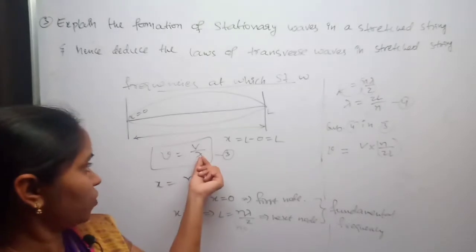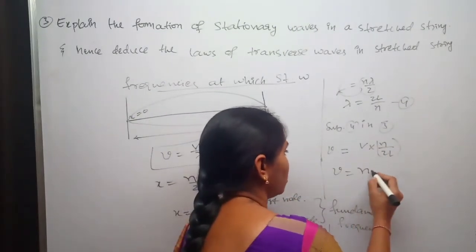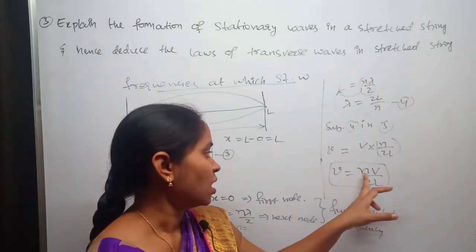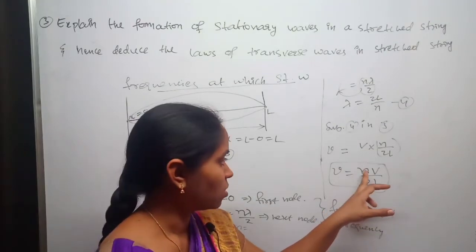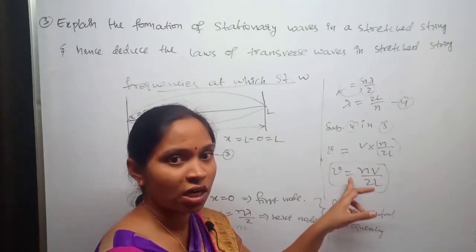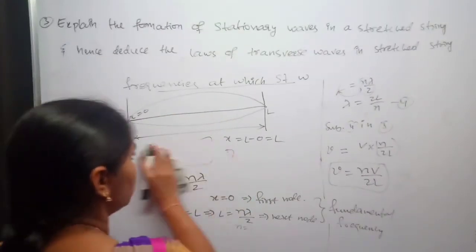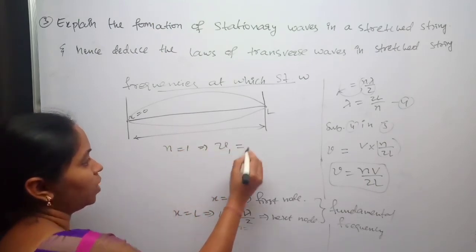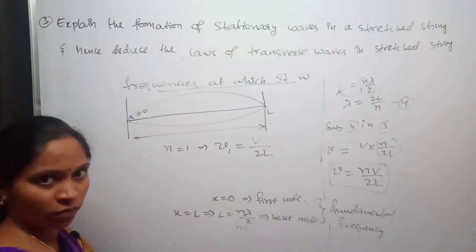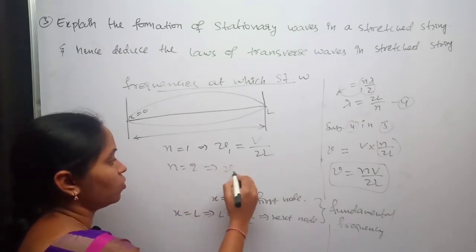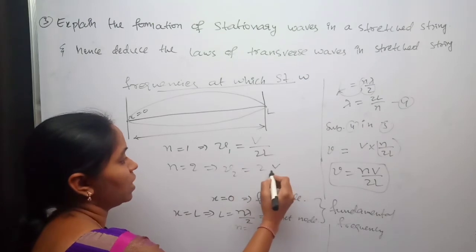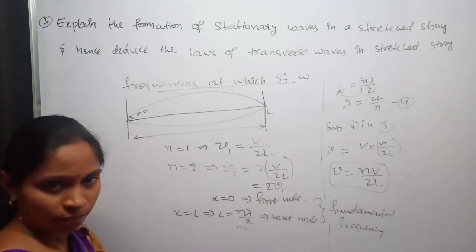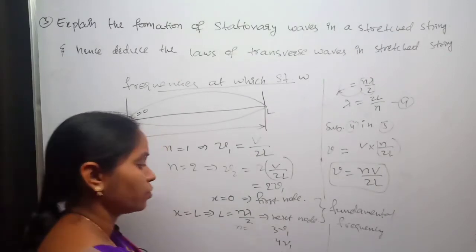Nu is v by lambda. So if you substitute the lambda value in this equation, we will have the frequency as n into v by 2L. For n equals to 1 you will have the fundamental frequency, for n equals to 2 the first harmonic, n equals to 3 the second harmonic, third harmonic, and so on. For n equals to 1, the fundamental frequency will be equal to v by 2L. For n equals to 2, you will have the first harmonic as 2v by 2L. v by 2L is nothing but nu1, therefore nu2 will be equal to 2 nu1. Then you will have 3 nu1, 4 nu1 and so on.